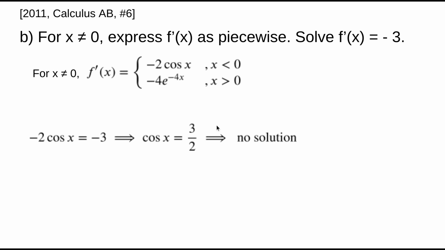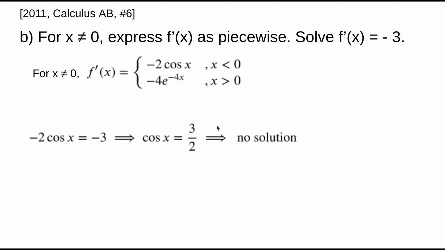And if I want to solve when this is equal to negative 3, I'm just going to take both parts. There could be a solution on either side, who knows. Negative 2 cosine x equals negative 3 would imply that cosine x is equal to 3 halves. Note that 3 halves is bigger than 1. That's outside the range of cosine x. So the cosine x part will not produce a solution here. The first half, there are no values of x that are less than 0 for which f prime of x is equal to negative 3.